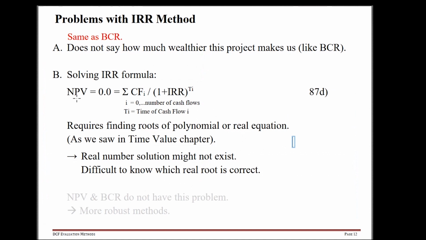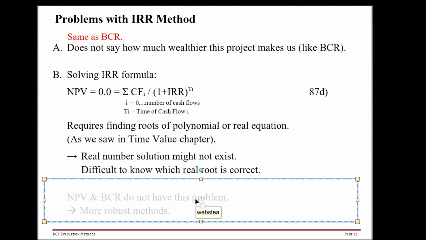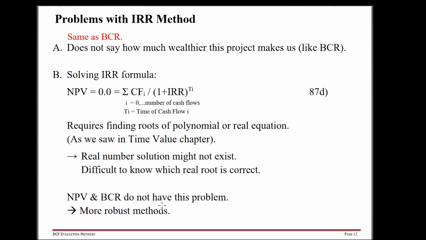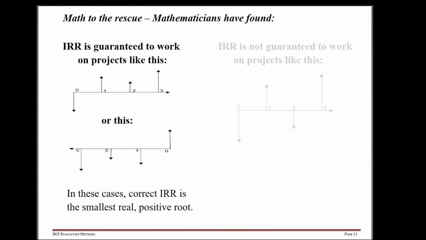And that's that when we're solving something like this equals 0, we're always finding the roots of a polynomial or a real equation. As I showed in the lecture, for complicated examples, we might have a complex number solution for the roots, and we might get a bunch of roots, and we don't know which one is correct. Neither NPV nor BCR have this problem. So quants in finance would say these are more robust methods than the IRR method.